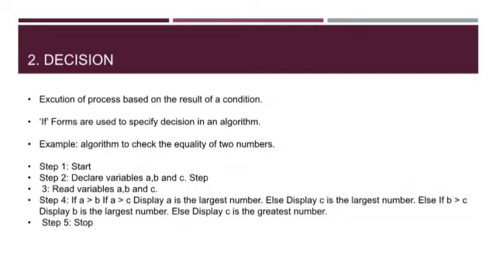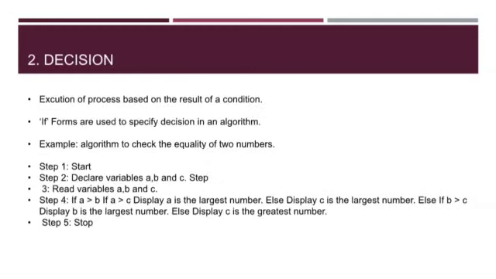First, for example, we go for the simple if condition. In this method, we execute a process when the condition is true. Otherwise, it skips the process. So the syntax is: if the condition, then process. The example is an algorithm to check equality of two numbers.